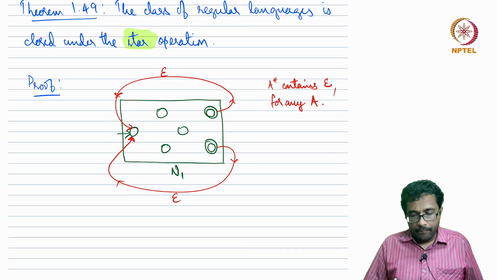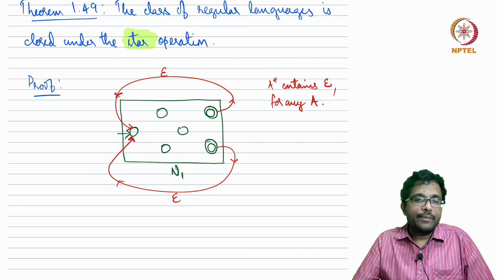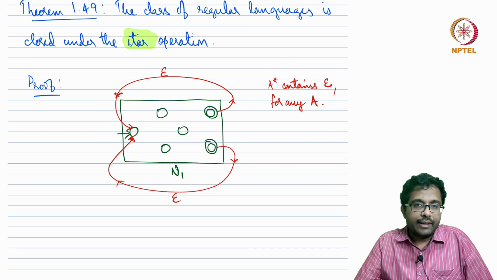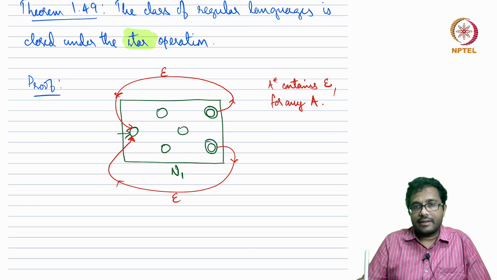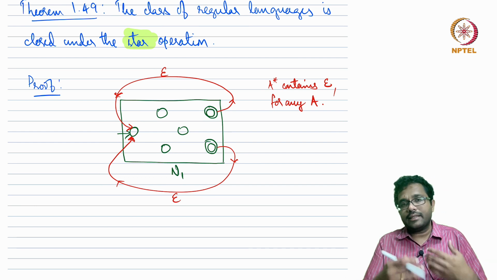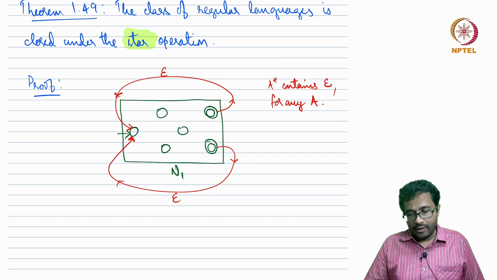So for instance, A may not contain epsilon. So the start state of A may not be an accepting state, right? If the start state is an accepting state, then A contains epsilon, right? So we cannot insist that the start state will be an accepting state.